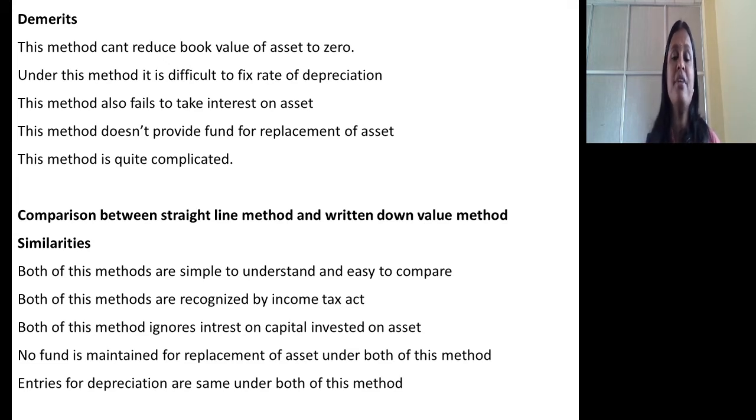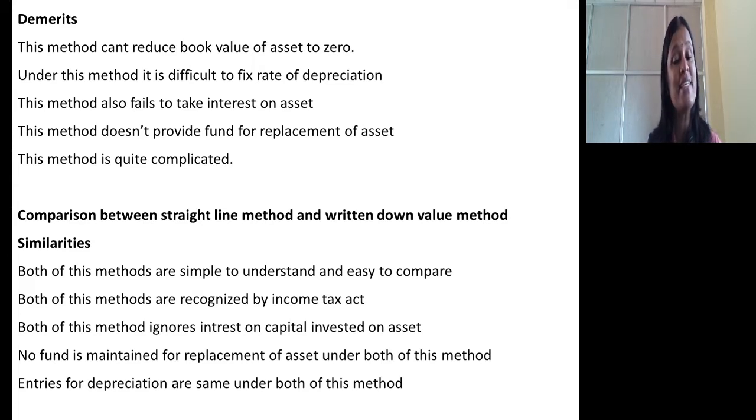Even in this method, we are not creating a fund for replacement of the old asset with a new asset at the end of the lifetime of the old asset. This method is quite complicated when compared to the original cost method. What are the comparisons between the straight line method and the written down value method?